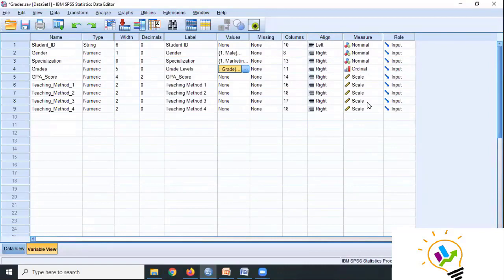So in SPSS, before we start the analysis and use any test, these two important things should be taken care of: what data type you are using and what measurement type you are using. And measurement type, I already said there are three types: scale, ordinal, and nominal.